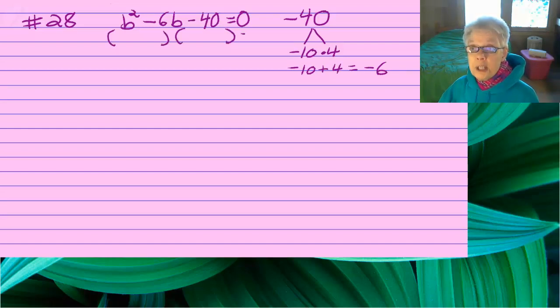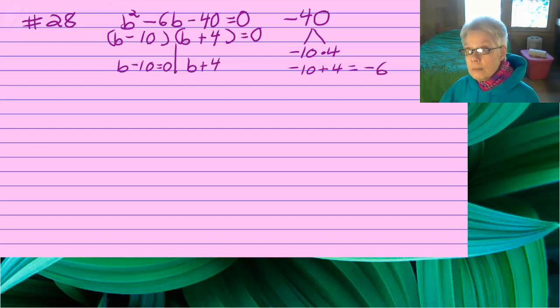So we can factor this, and that's precisely what I'm going to do. As I said earlier, you can use the quadratic formula or even completing the square if you want to. We'll have b minus 10 times b plus 4 equals 0. Now set each factor equal to 0. b minus 10 equals 0, and b plus 4 equals 0.